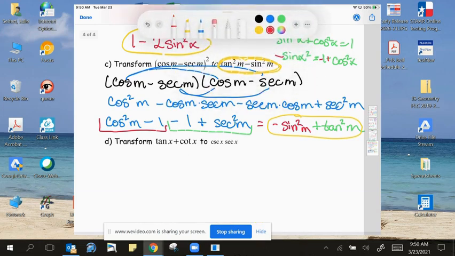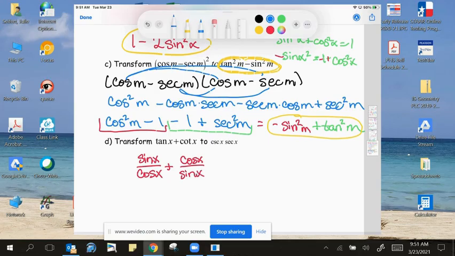So on part D, we're converting tangent x plus cotangent x into cosecant x times secant x. So we need to convert two expressions added into two expressions multiplied. So we need to be really careful about how we do that. We have tangent x plus cotangent x. I'm going to go to sines and cosines. So tangent x is sine x over cosine x plus cotangent x is cosine x over sine x.